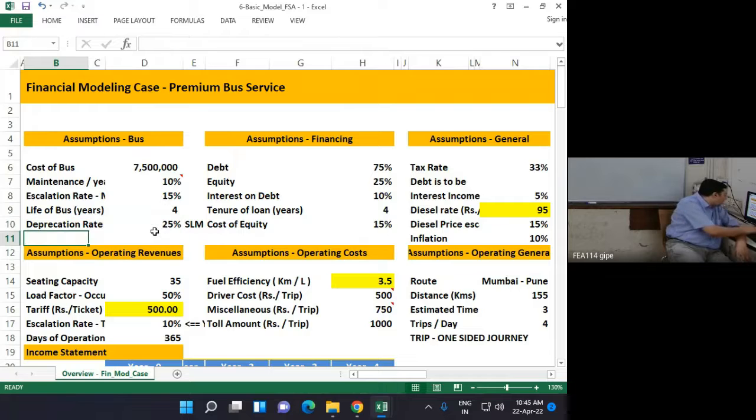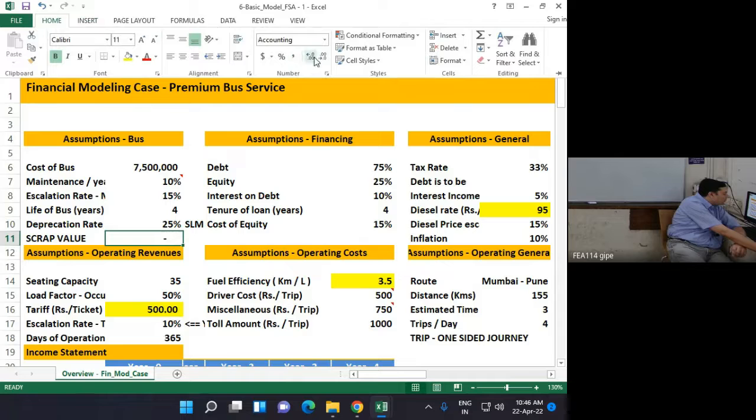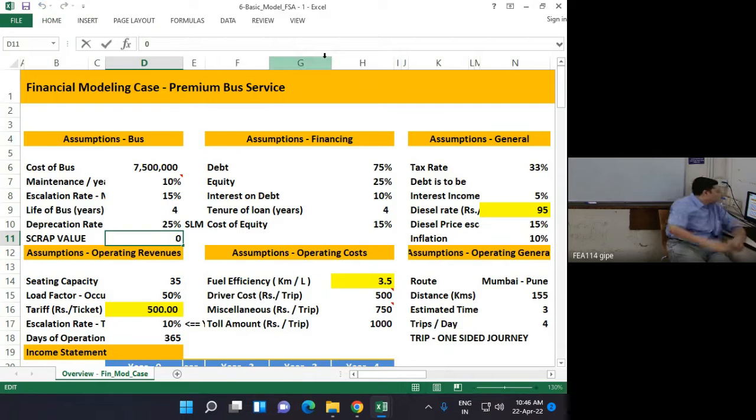So below, everybody here, you put down scrap value. And there you put 0. It will show percent by default, change it to number. Scrap value of the bus is nil.